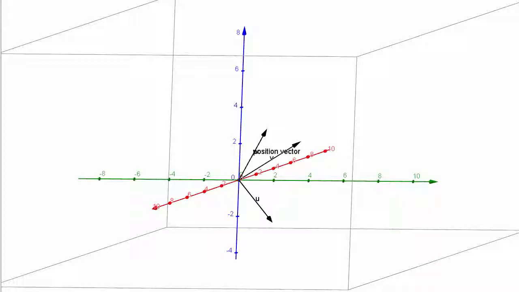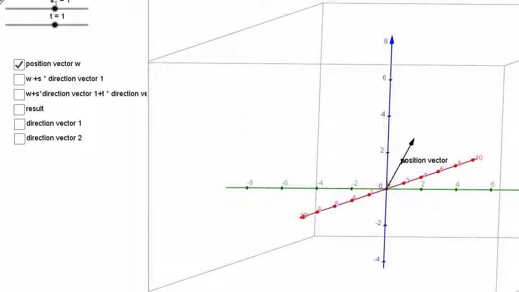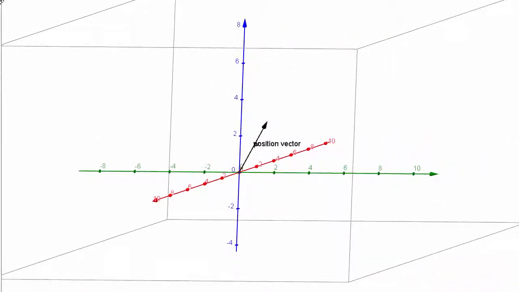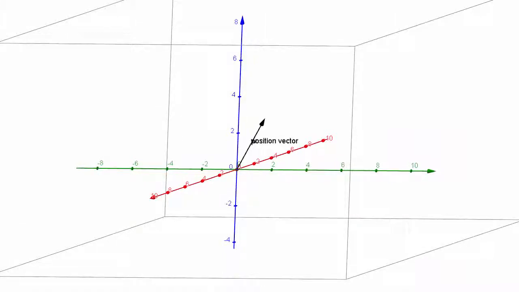Now we're going to be adding a scalar times those direction vectors to the position vector. My scalars are S and T, which are right over here controlled by these sliders. Here comes the position vector plus a scalar times the first direction vector. So there we go. The tip of this is the result of that. And as you can see, I can basically trace a line. Now, we are going to add to that the second direction vector times the scalar T, and there's the result.